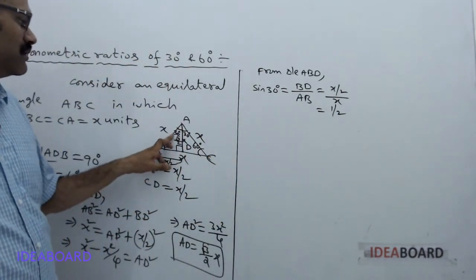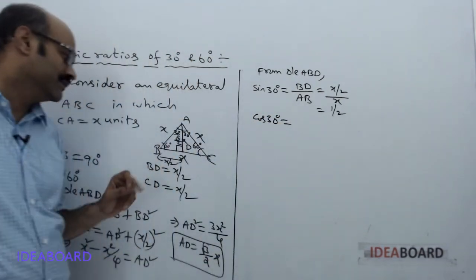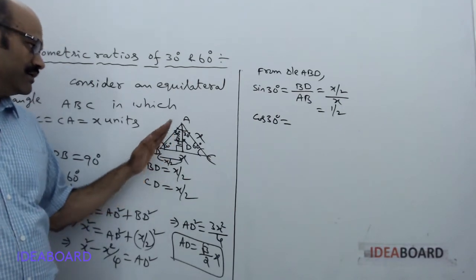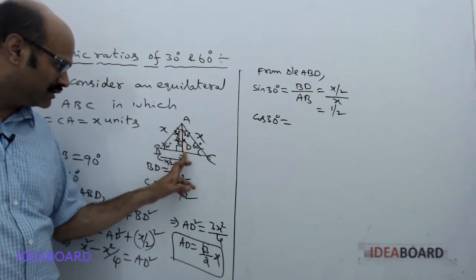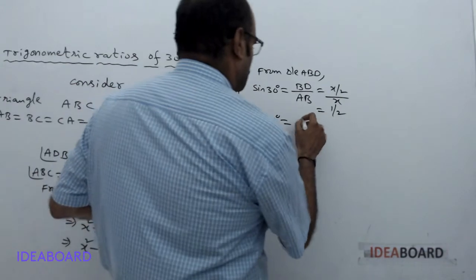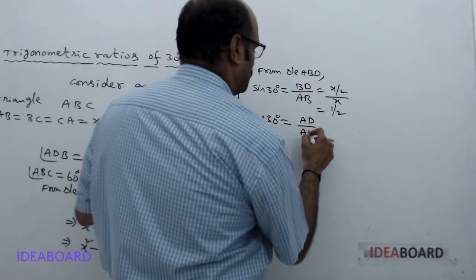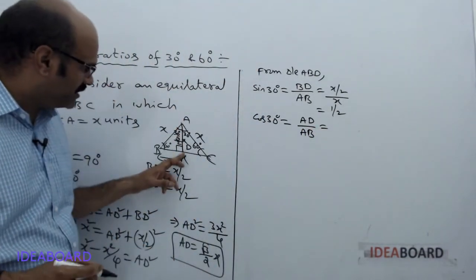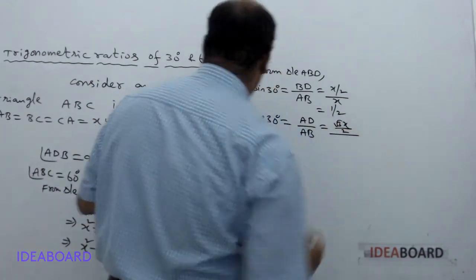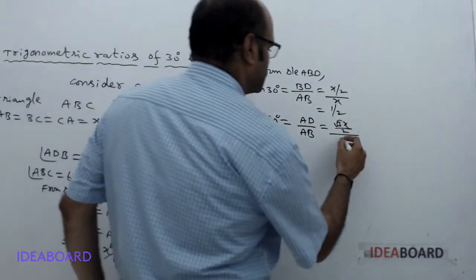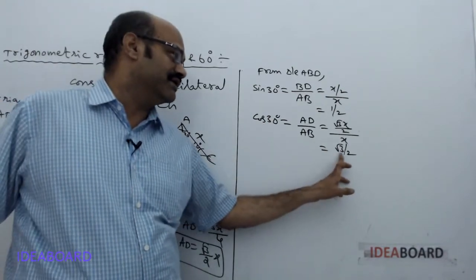Now cos 30 degrees equal to base by hypotenuse. Here base equal to AD, AD by hypotenuse AB. Now the length of AD, we got, is root 3x by 2, whole by AB equal to x, so it implies we get root 3 by 2. So cos 30 equal to root 3 by 2.